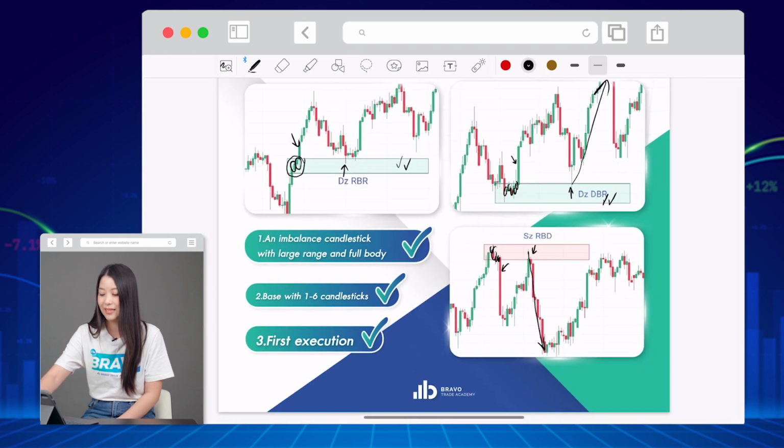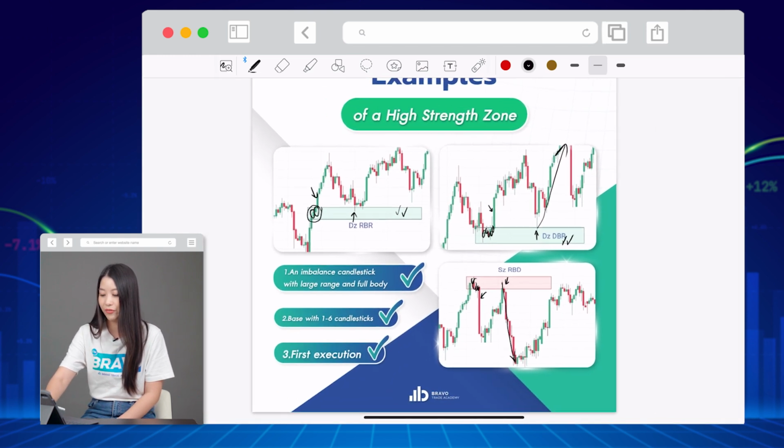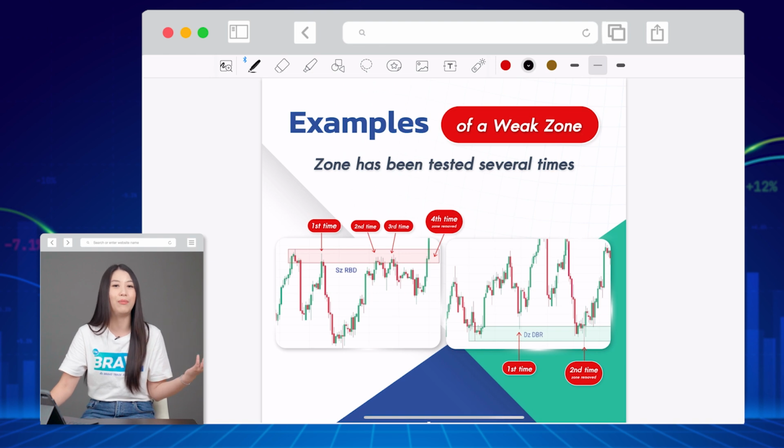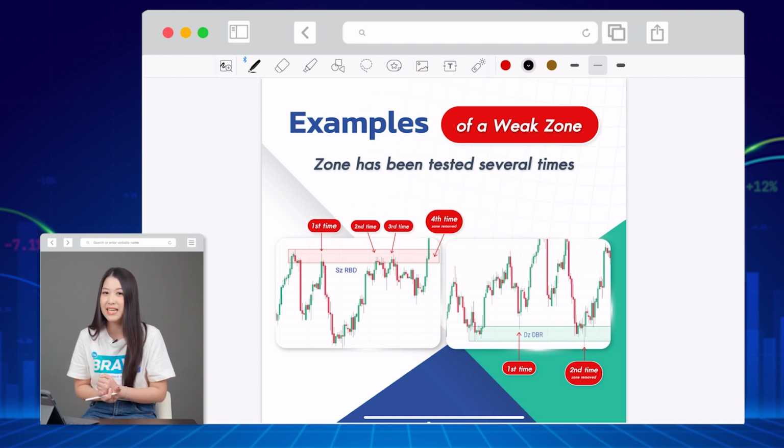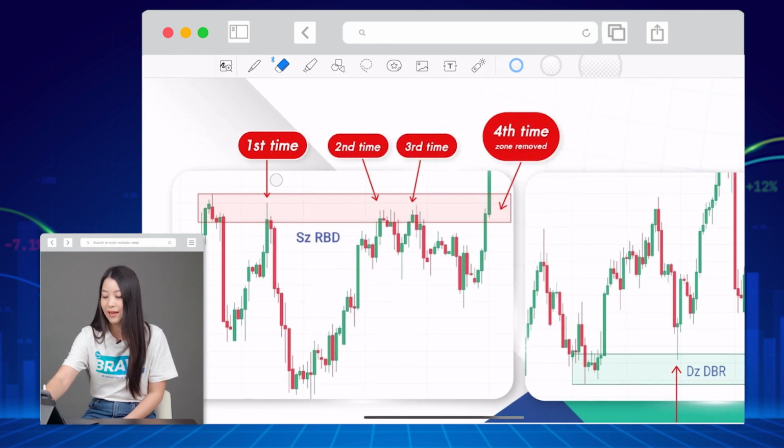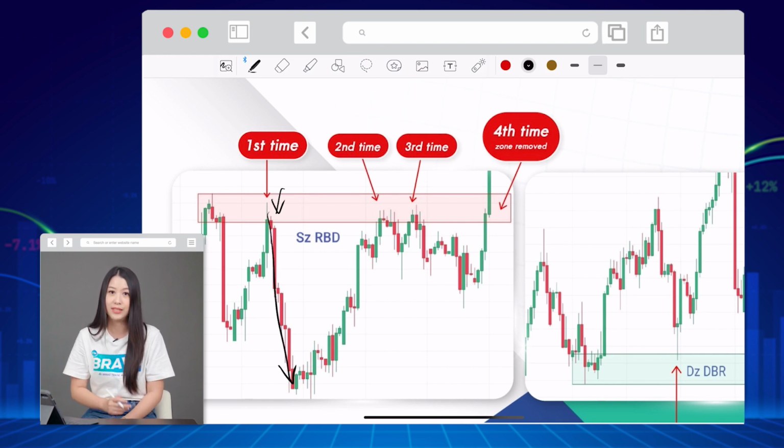Okay, so that's the example that I've got for you. What about the example of the weak zone? This is an example of a zone that is not fresh anymore. It has been tested several times. The first time is all good. It sent the price down to make a lower low, so that's good.